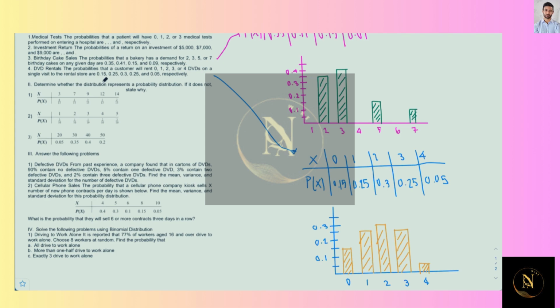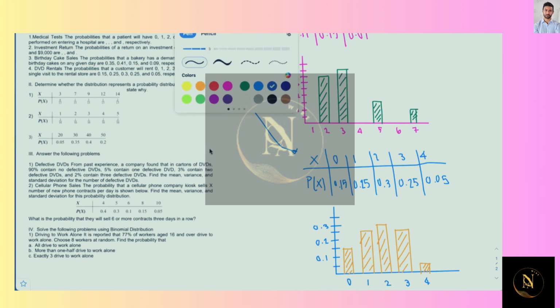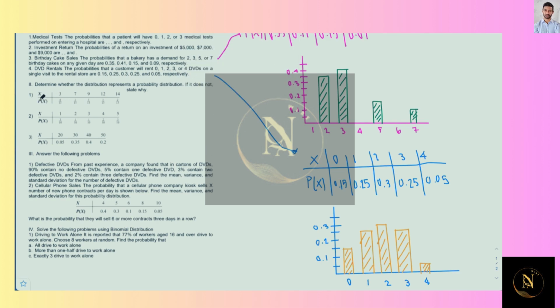Next section, we want to determine if the distribution represents a probability distribution. If it does not, state why. So to check that it represents a probability distribution, we need to check that the sum of the probabilities is 1. So we want the sum of the P of X equals 1. So let's check. So this is 4 13ths, 1 13th, 3, 1, and 2. So 4 plus 1 plus 3 plus 1 plus 2 out of 13 is 5, 8, 9, 11 out of 13, which is not equal to 1. So not a probability distribution.